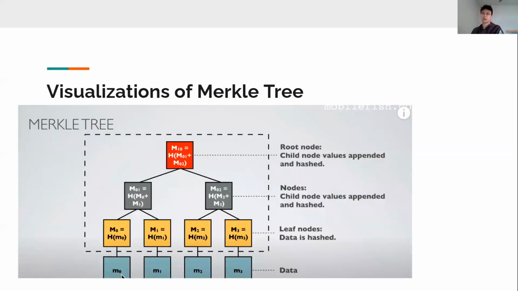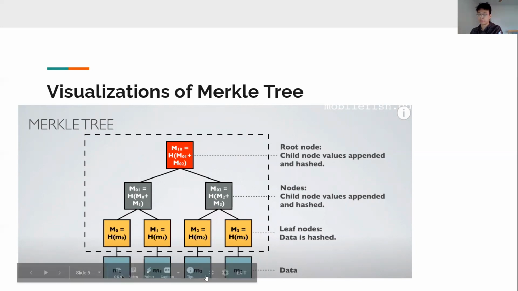Okay, so I'm going to show you the visualization of the Merkle tree. This picture shows the structure of the Merkle tree, and from this picture we can know that the Merkle tree is kind of a binary tree because every node only has two children, and the node stores a hash instead of the value of the data.